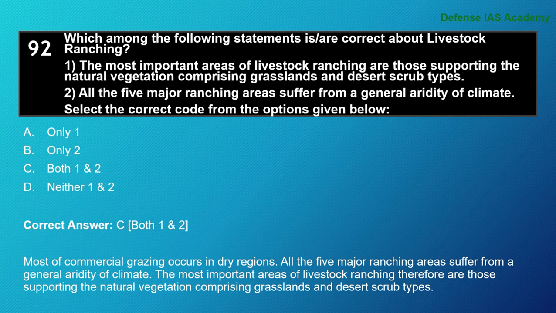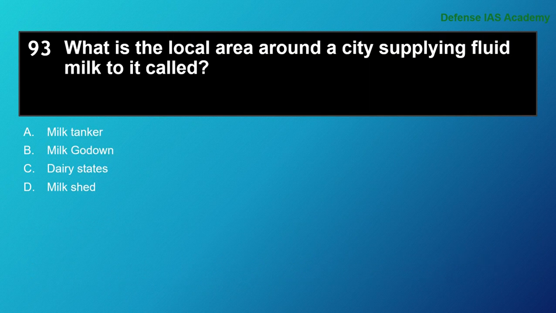Next question, which among the following statements is correct about livestock ranching? 1. The most important areas of livestock ranching are those supporting the natural vegetation comprising grasslands and desert scrub types. 2. All the 5 major ranching areas suffer from general aridity of climates. The answer is option C, both 1 and 2.